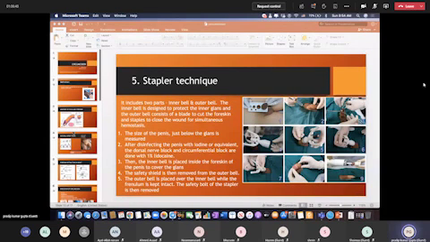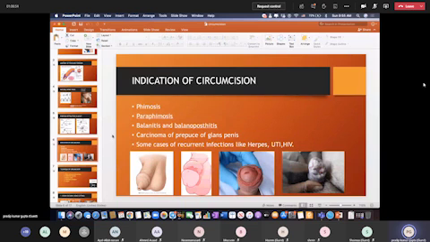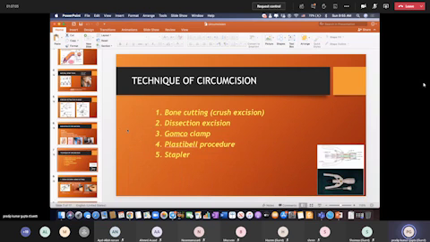We saw up to here. This is the technique of retraction, natural retraction, and these are a few indications. Also, doctor mentioned another indication, a religious, cultural one. Then we have techniques of circumcision. There are a lot of techniques, but these are the most famous ones. The most advanced and recent one, which I found on the internet, is this stapler technique.